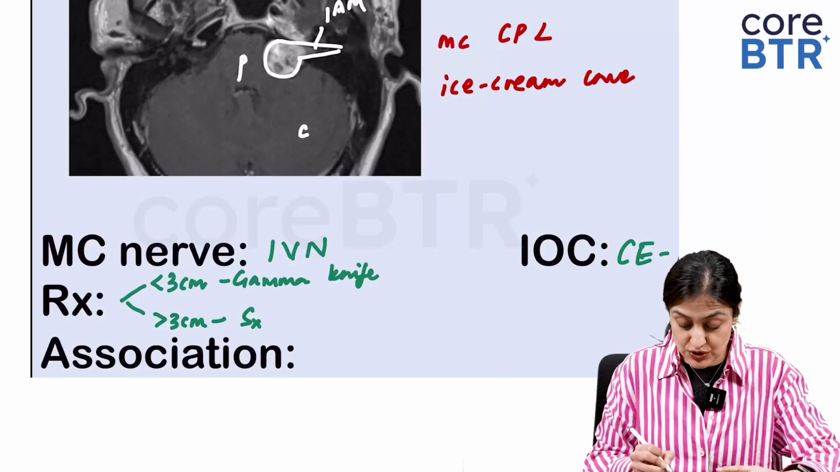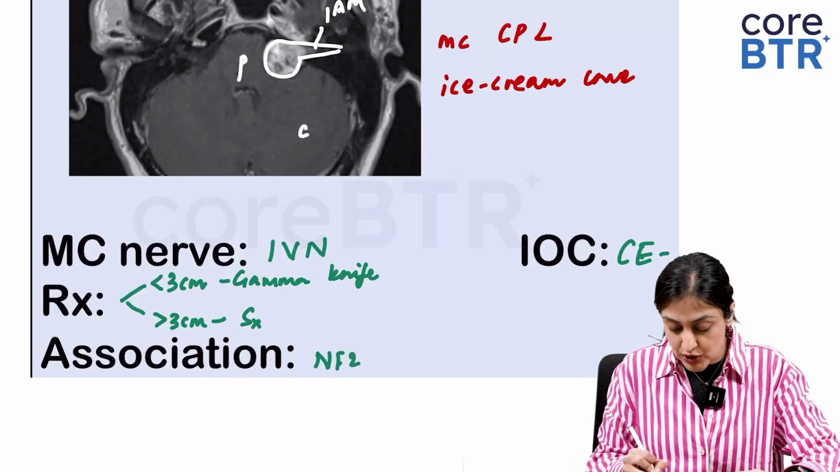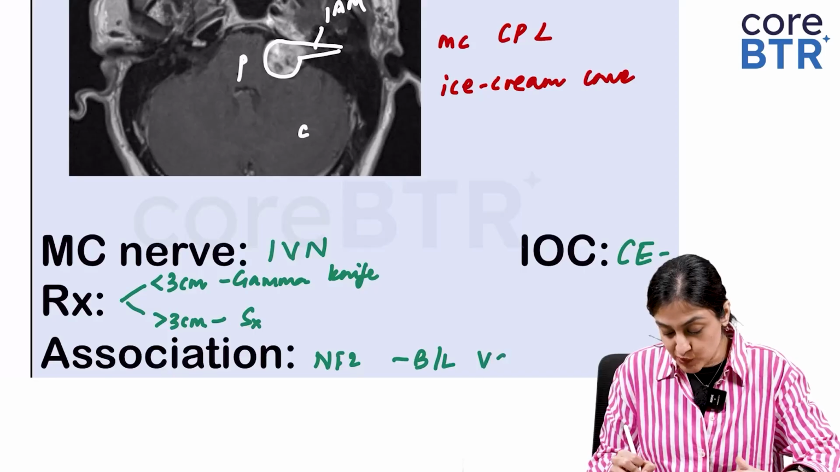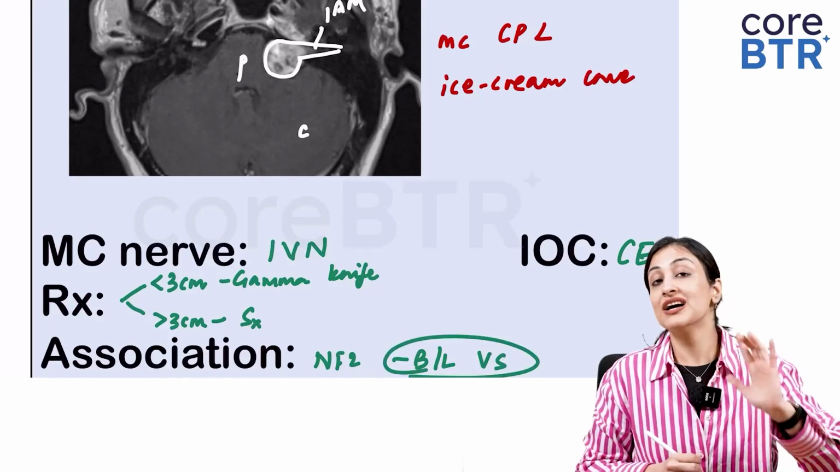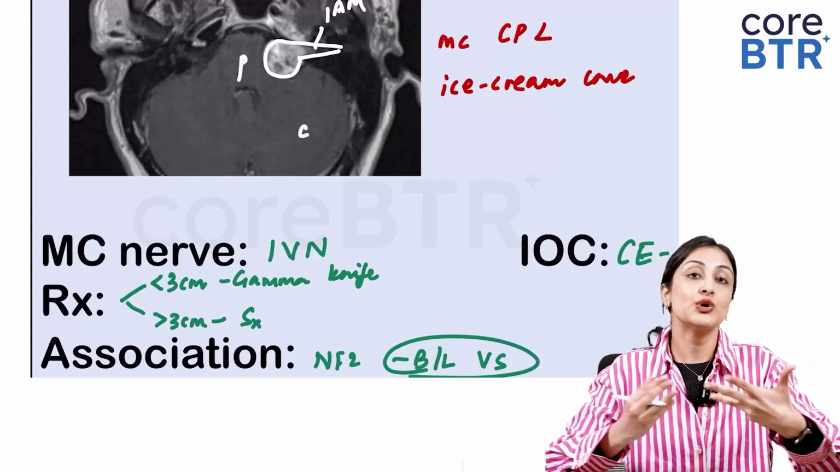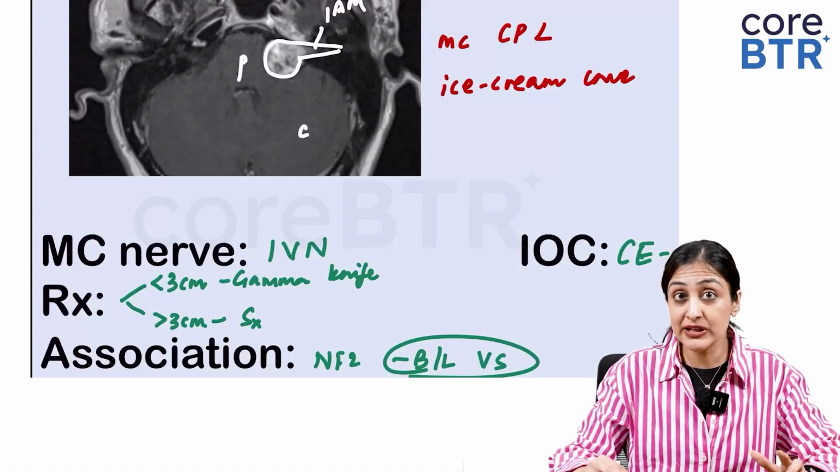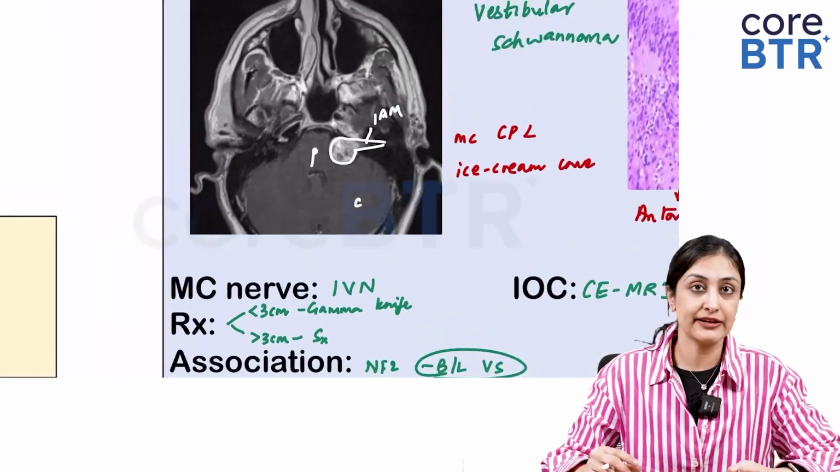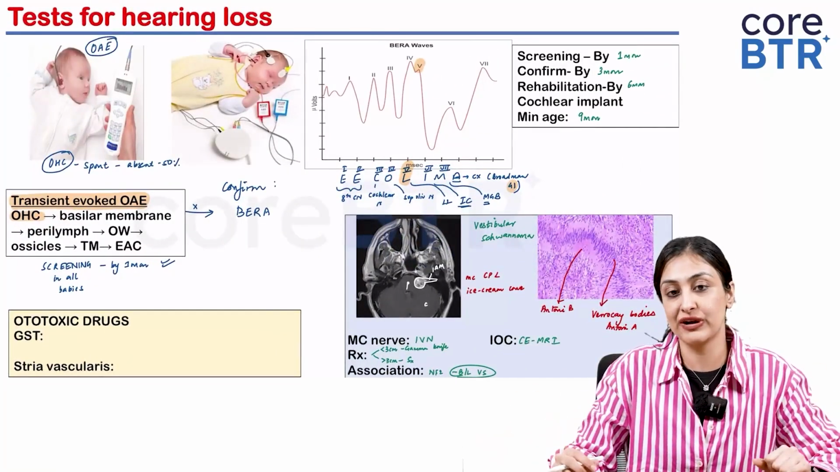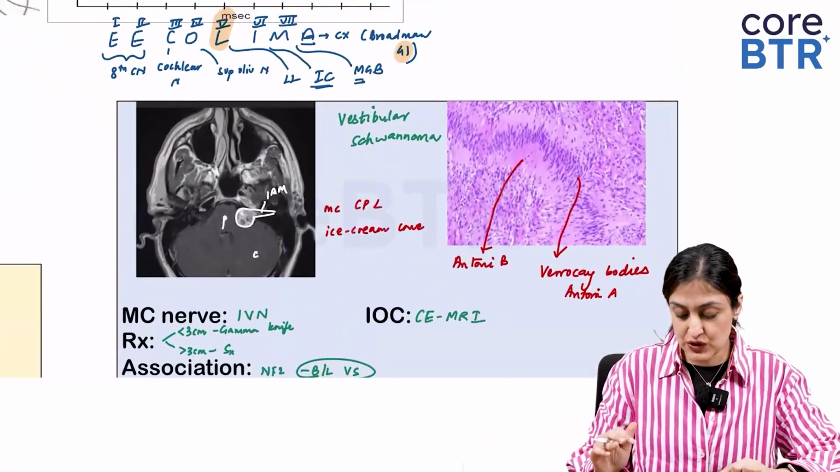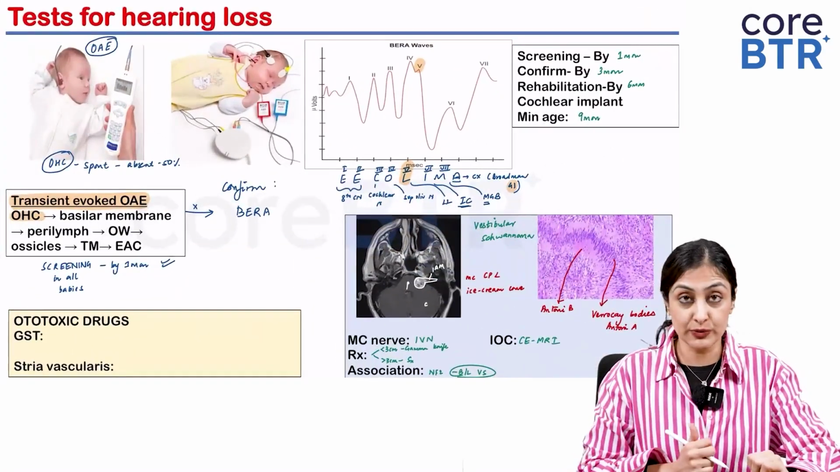Very important association is NF2. Bilateral vestibular schwannoma is diagnostic of NF2. If it is unilateral, we will look at family history, okay? If family history is positive, it becomes NF2. So the association, very important, is neurofibromatosis 2. Fine. So this is what is about vestibular schwannoma.